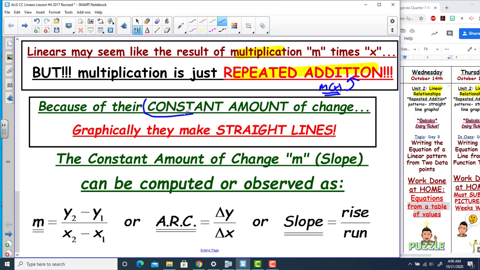Because of the constant amount of change, the amount they're repeatedly adding over and over again, when we go to graph these relationships, they're going to make straight lines. That is not true for just about every other relationship in mathematics. These are the only relationships that behave this way. So it's important that we know that.